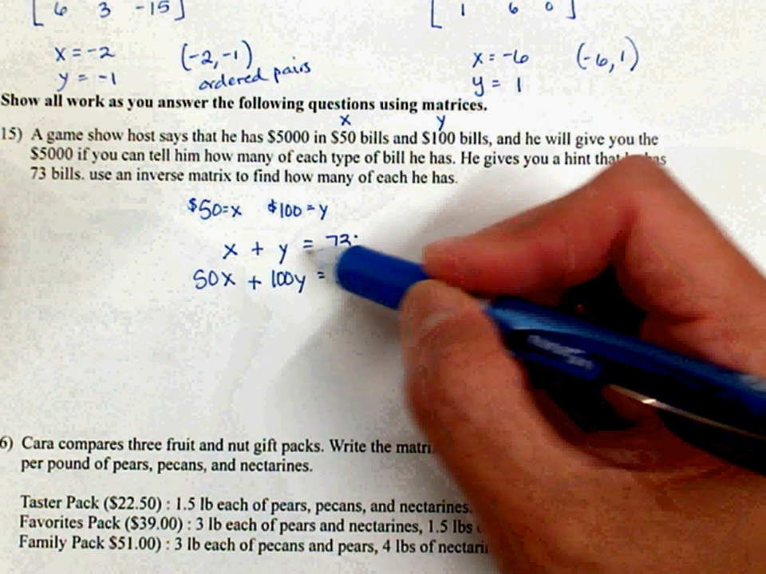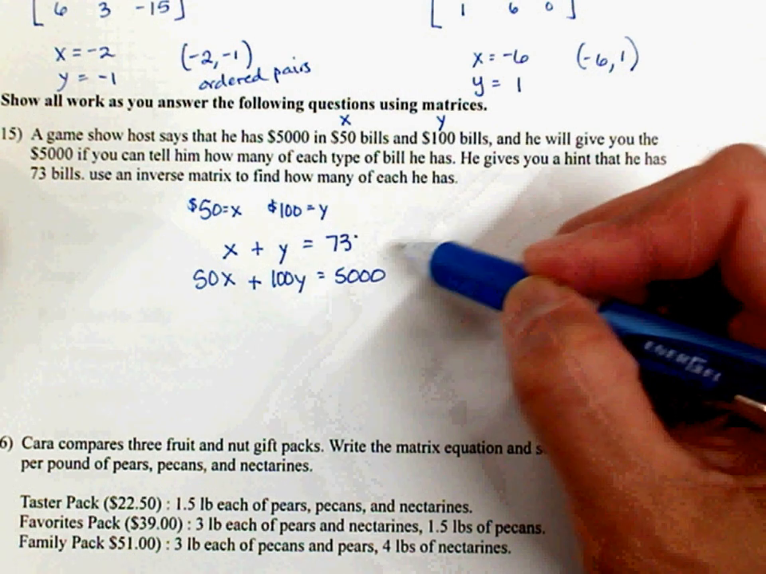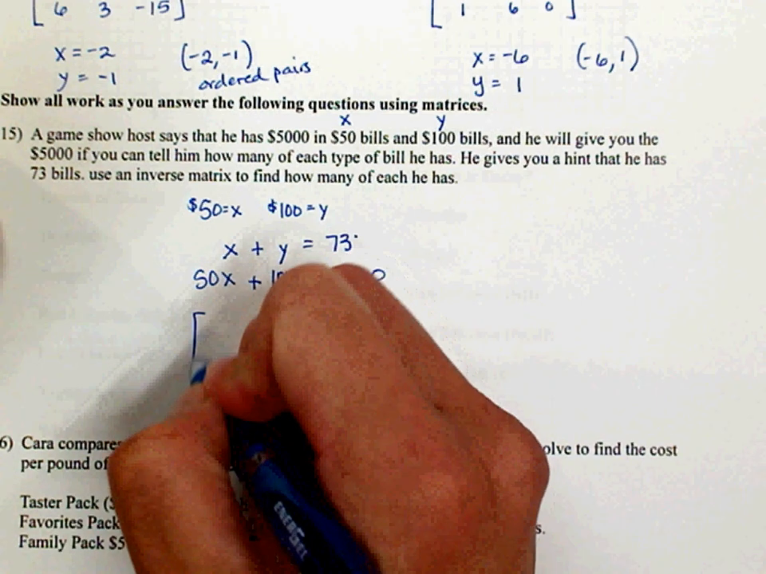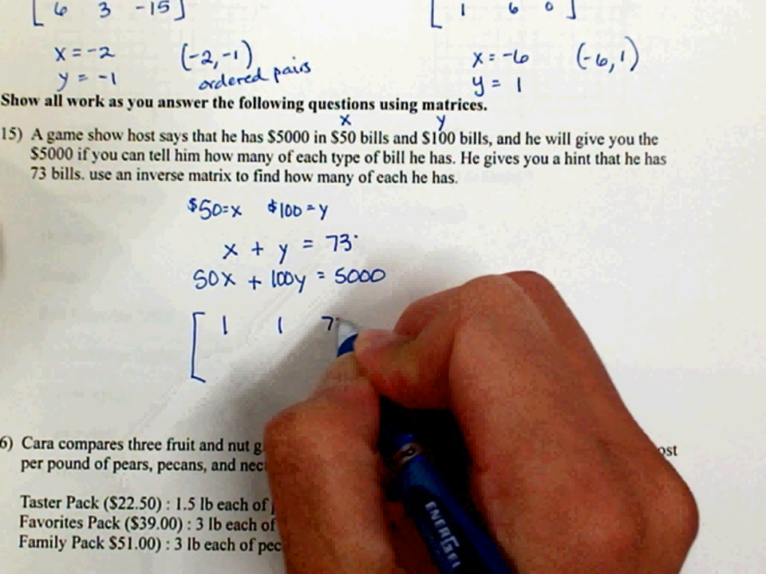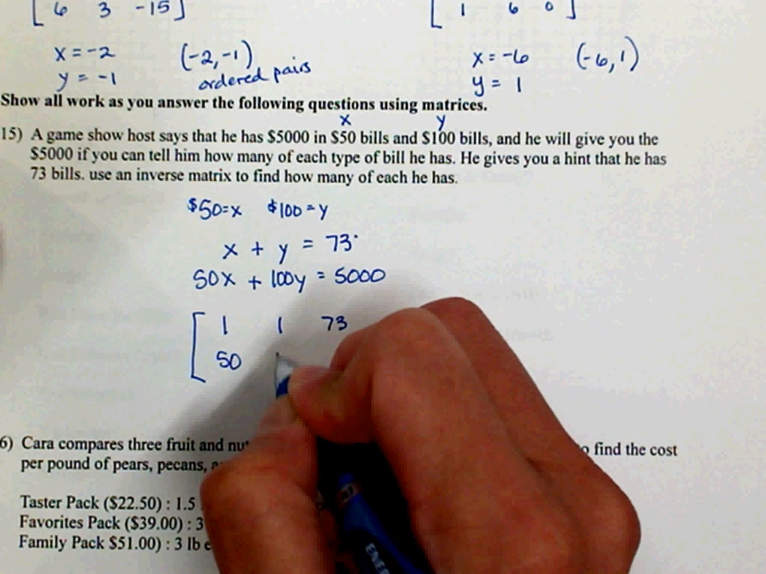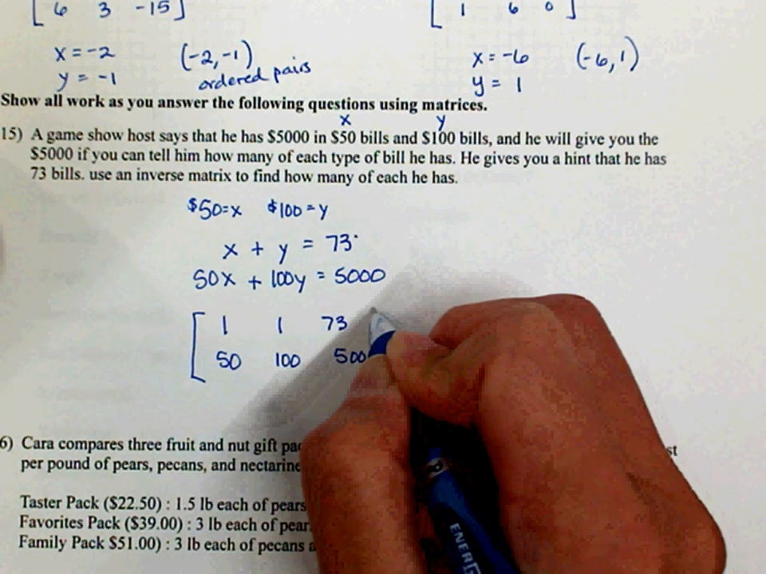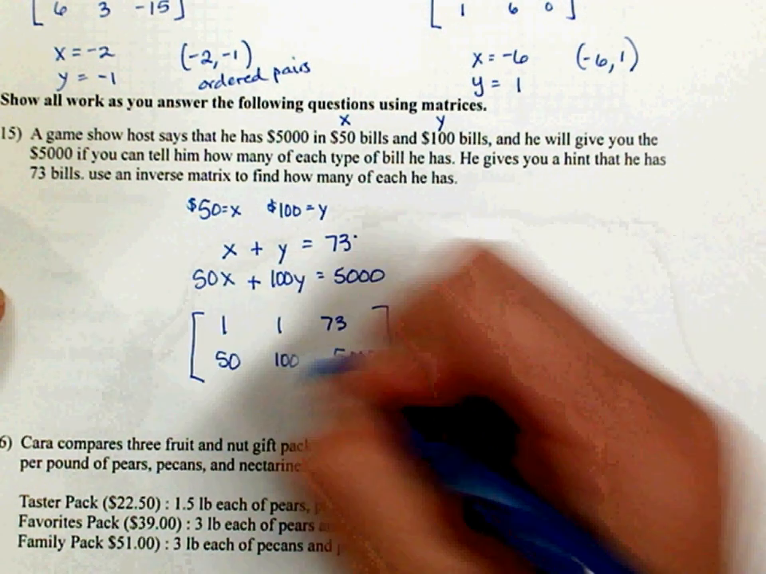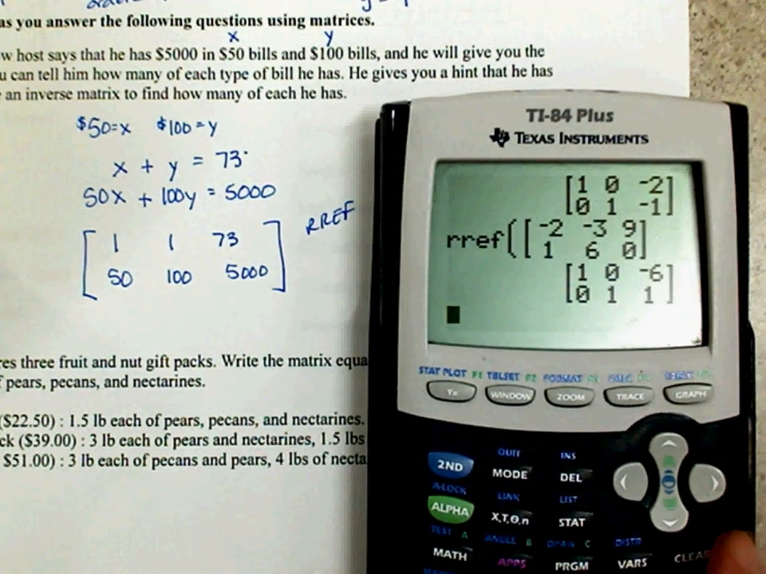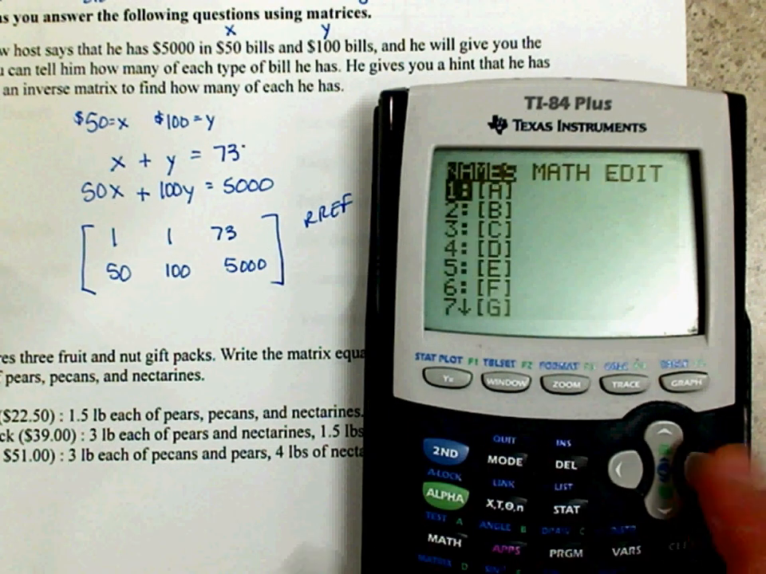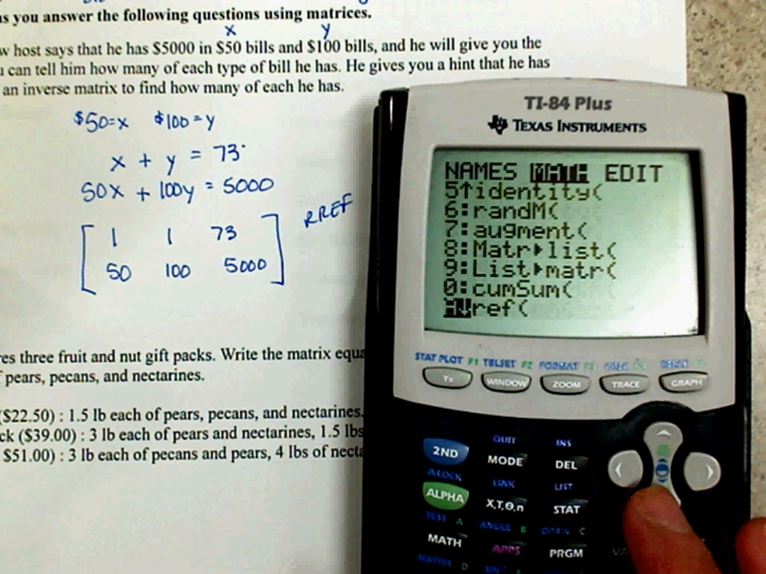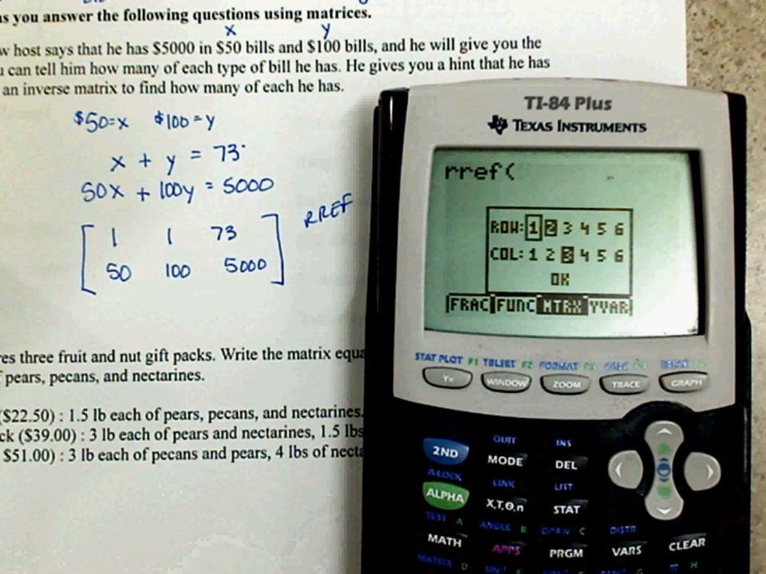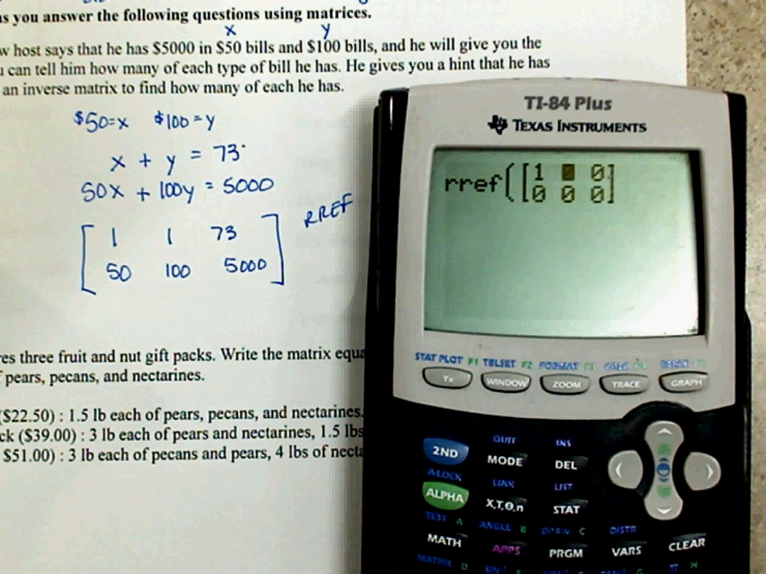X lines up, Y lines up, the equal sign lines up, and the numbers line up. So my matrix would look like this: 1, 1, 7, 3, 50, 100, 5,000. Okay? And like before, I'm going to use RREF to solve. So, clear that. Second matrix, right click till you see RREF. Enter. Alpha zoom, a 2 by 3, 1, 1, 7, 3, $50 bill, $100 bill, value worth 5,000.